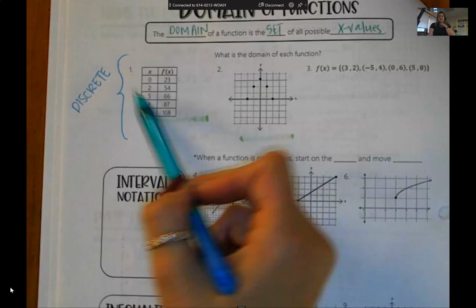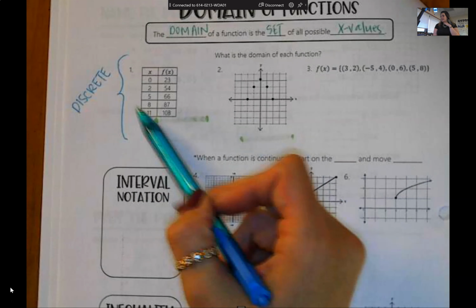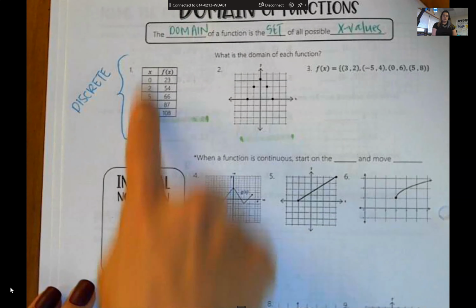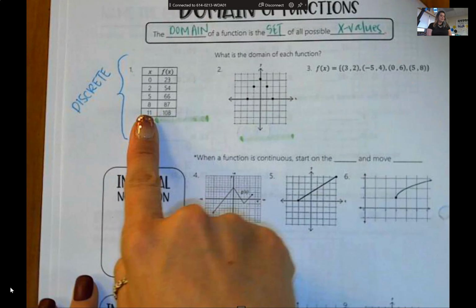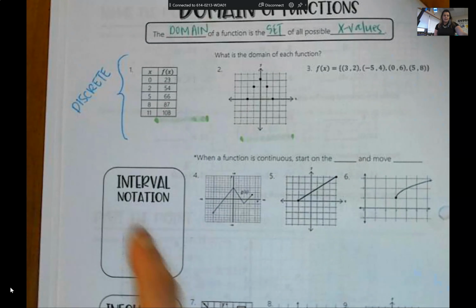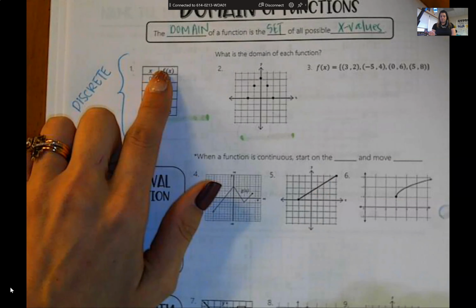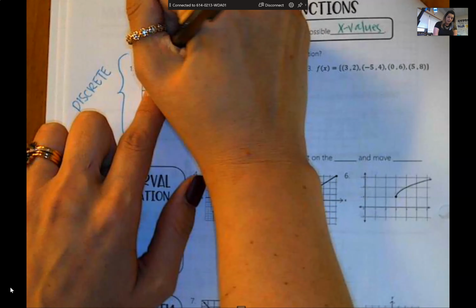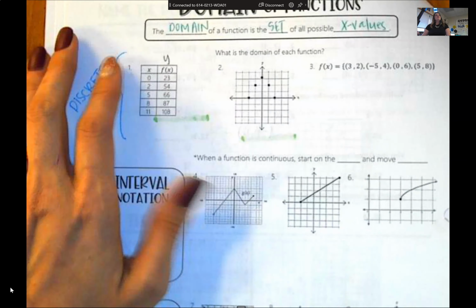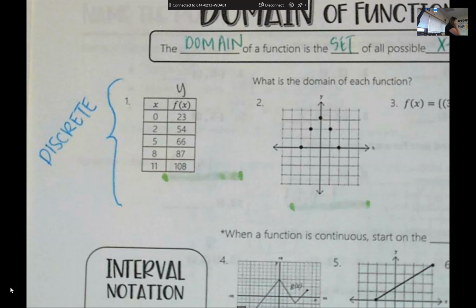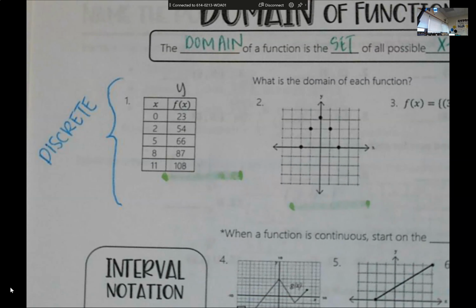So the first example that they give us is this table. And the left-hand column of the table is straightforward. It says that it's the x value, but the right hand says f of x. So hopefully some of you guys are remembering that f of x is just the fancy way of writing y. So f of x and y are the same thing.